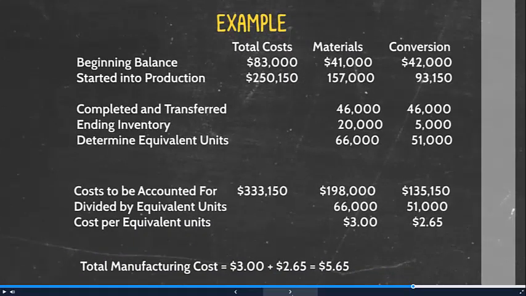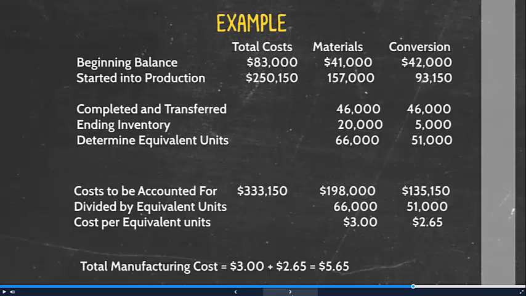Here, let's look at a separate example of step 3, where we're calculating our cost per equivalent unit. We've already determined our equivalent units. That was done in step 2. For materials, our equivalent units are 66,000. Our conversion equivalent units are 51,000.